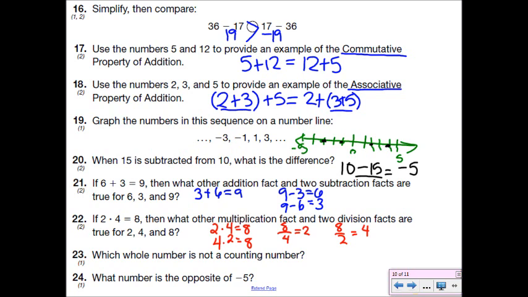Which whole number is not a counting number? That's 0. We don't count to 0. We just start at 1, 2, 3, 4. 0 is a whole number, though.